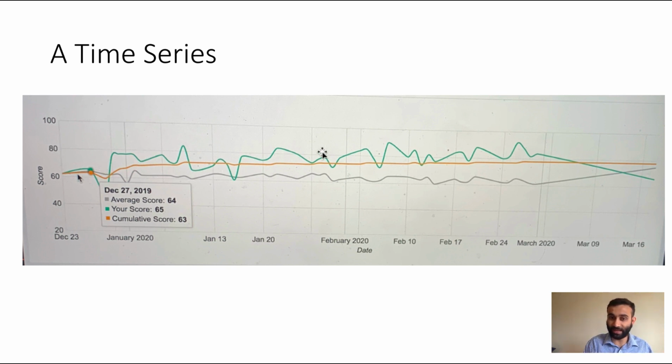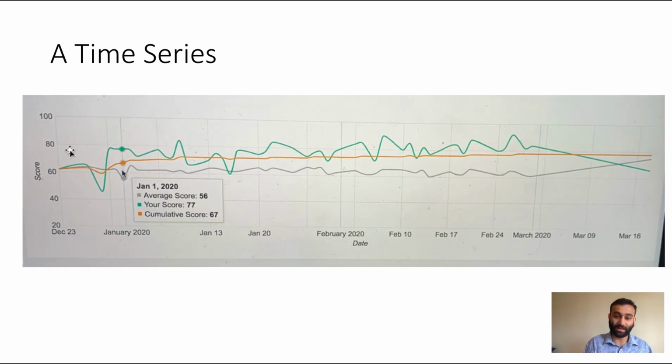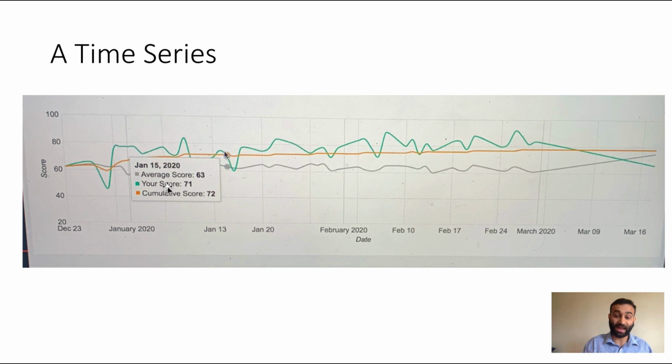So with all of this being said, this is my earliest, and you'll see that I started out around the 60s, which is totally fair. And you'll see that, again, I started getting better. I was scoring about 77. And then if you keep going over time, you'll see that I had ups and downs again. I had a 71 here, and the average score was a 63.